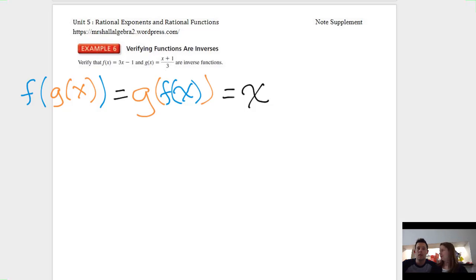Can I pause right there? In case you are unfamiliar with what f of g of x means, this is a composition of functions, and it might have been a while since you've done this. But f of g of x, the left side of the equals, means that we're going to substitute what g of x is, which is (x plus 1) over 3.